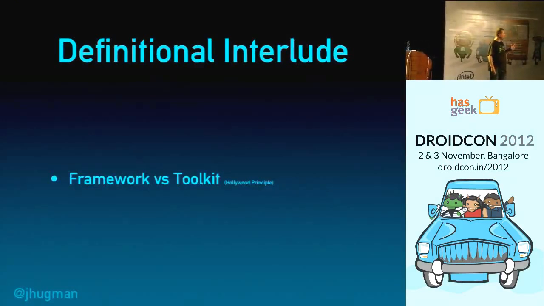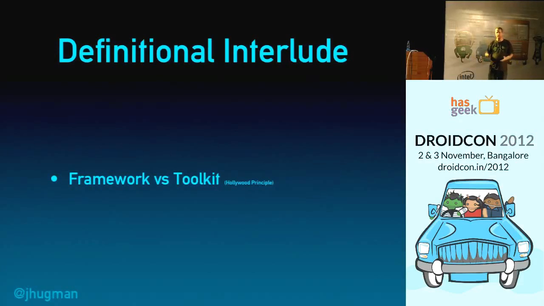I'll be honest with you, I'm not sure what the definitive answer is to the difference between a framework and a toolkit. We can argue about it later on, but I can probably come up with counterexamples to whatever rule you come up with. But the working one that I use is what's called the Hollywood principle, which is don't call us, we'll call you.